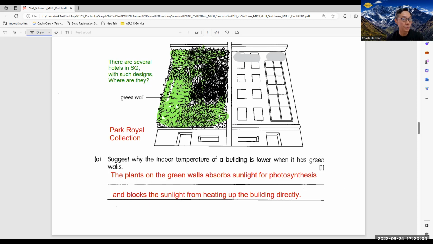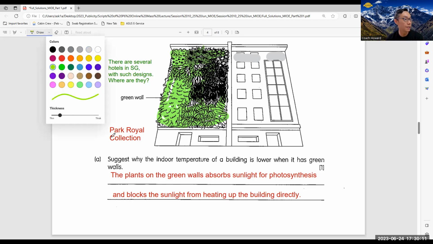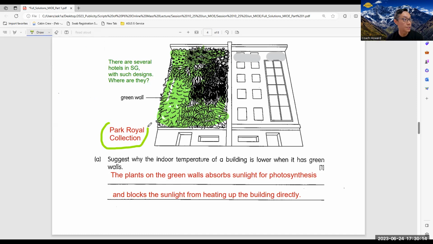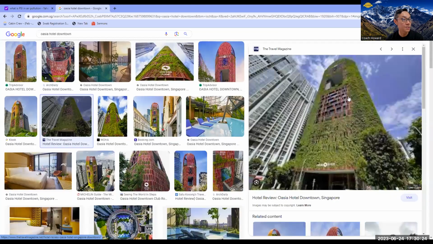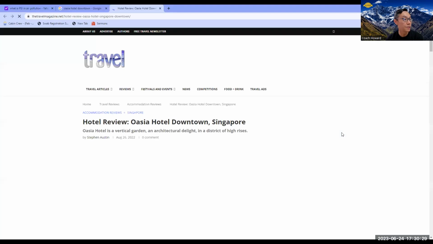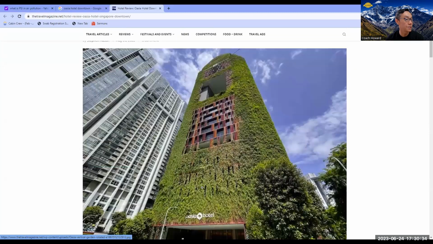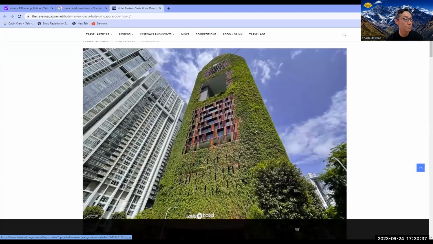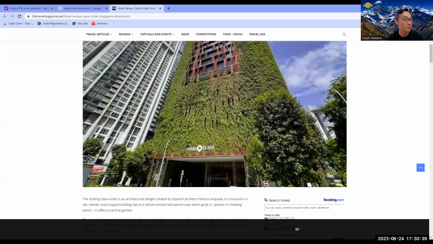In fact, if you notice, there are some buildings in Singapore that have this. One of them in the city, as I mentioned, is at the Park Royal Collection near the Singapore River, and there's also an interesting hotel called the Oasia Hotel. You can see this is the facade of the building, Oasia Hotel Downtown. There's so much greenery there, and this building has won an award. You see, there are so many green plants surrounding the hotel.